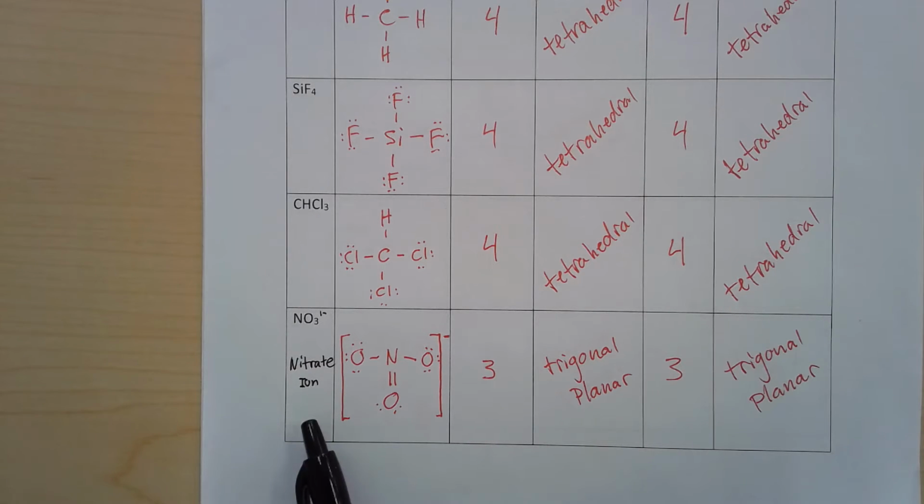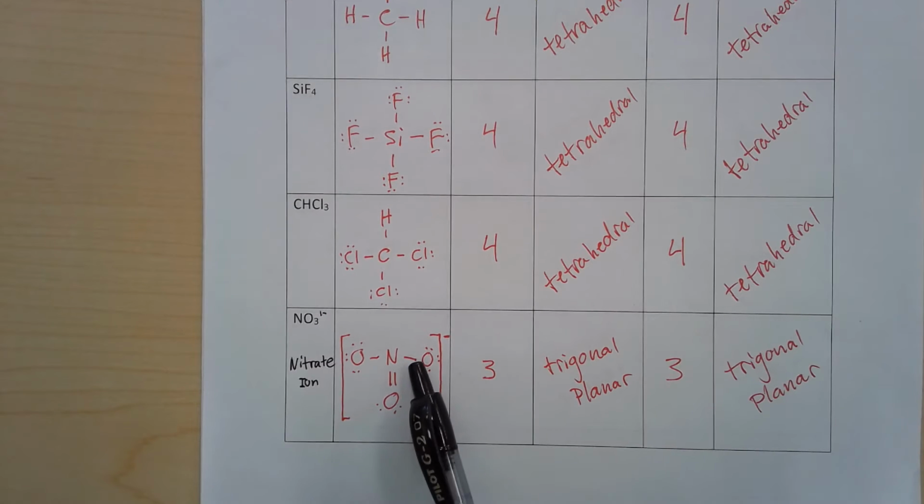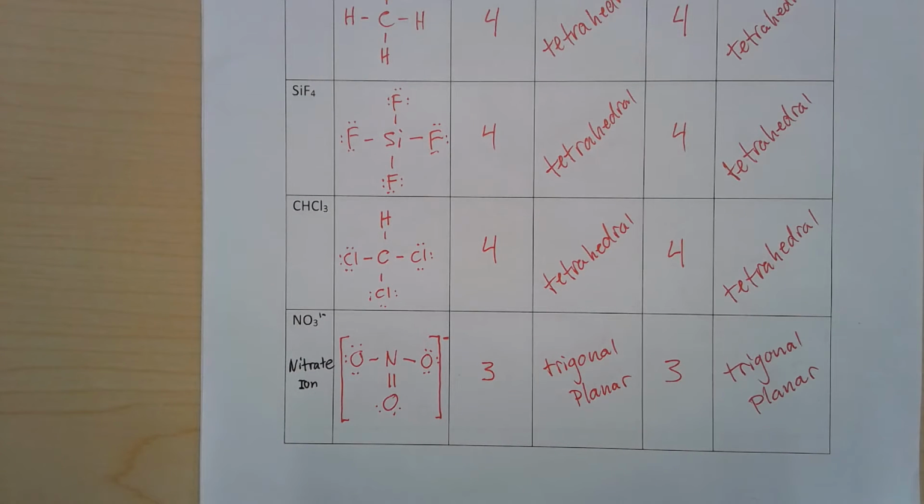The last one on this page is the nitrate ion, NO3 minus. So you have to add one electron to the overall structure to get it to work, and you designate it with brackets and this negative sign up in the top right corner. Remember, this double bond could be here, here, or here. It has three resonance structures. The regions of electron density is only three because there are only three sides used around nitrogen to show electrons. That makes its electron domain geometry trigonal planar, and the number of bonding regions is 3, of course. That makes it trigonal planar.